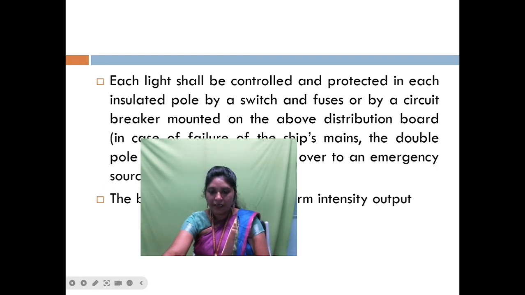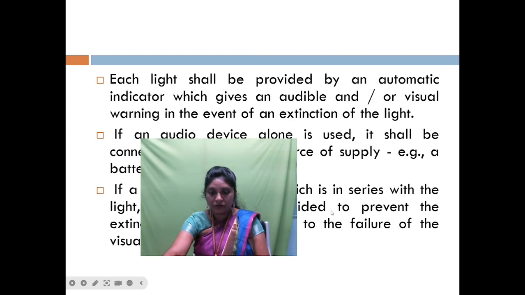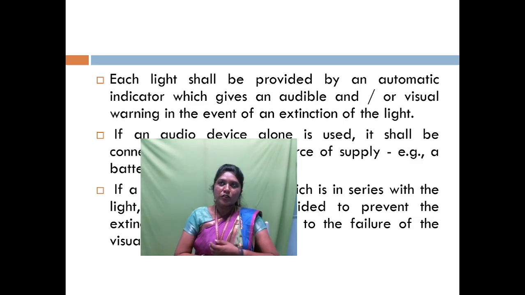The bulb should have a uniform intensity output. Each light shall be provided with an automatic indicator which gives an audible or visual warning in the event of extinguishing of the light. Already for the SOLAS requirement we have the emergency lighting, and if the lamp fails it should show a visible or audible warning, so that we are able to change over the condition when there is a failure.